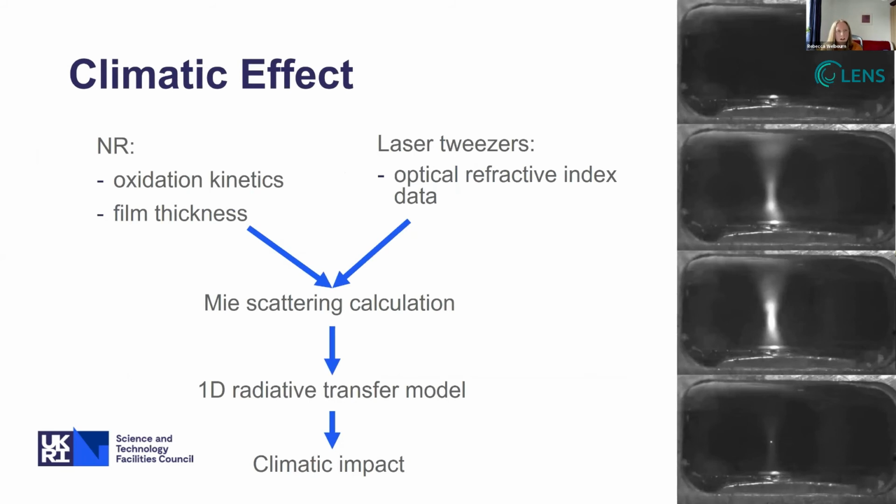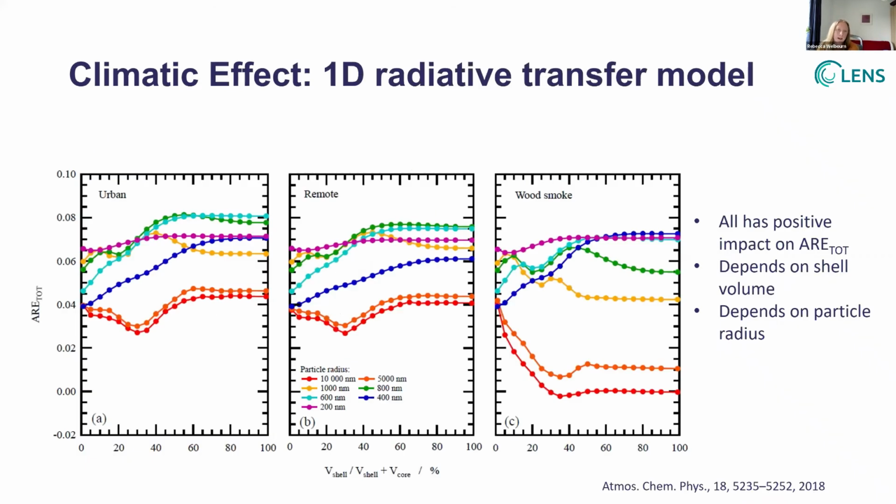How can we then link this to our climate effect? Well, from the neutron reflection, we've shown that we can get the oxidation kinetics and the film thickness. Now, from a separate experiment using laser tweezers, we can get the optical refractive index information for these aerosols, which can be combined into a Mie scattering calculation, and that can then be transferred into a 1D radiative transfer model for the climate impact. So what do we see from that?